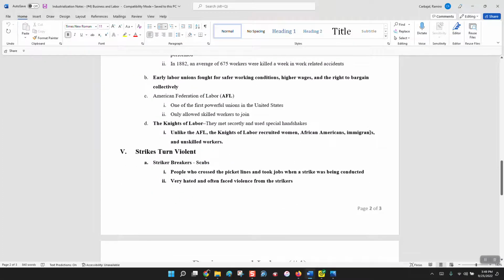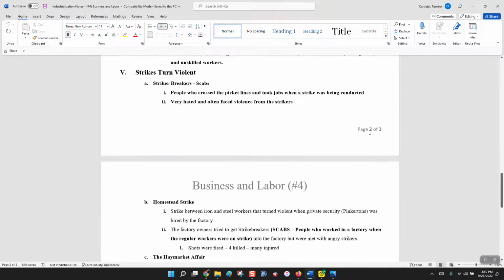Some of the early unions were the American Federation of Labor. It was only for skilled workers and only for men. The Knights of Labor was another one, who met secretly in the beginning because they were so scared that the owners would find out and fire them before they got together. But they allowed everybody. They allowed women, African Americans, immigrants, unskilled workers, basically anybody who could work could be in the Knights of Labor. The American Federation of Labor was mostly skilled workers who knew how to do machine work and mostly men. Strikes turn violent.